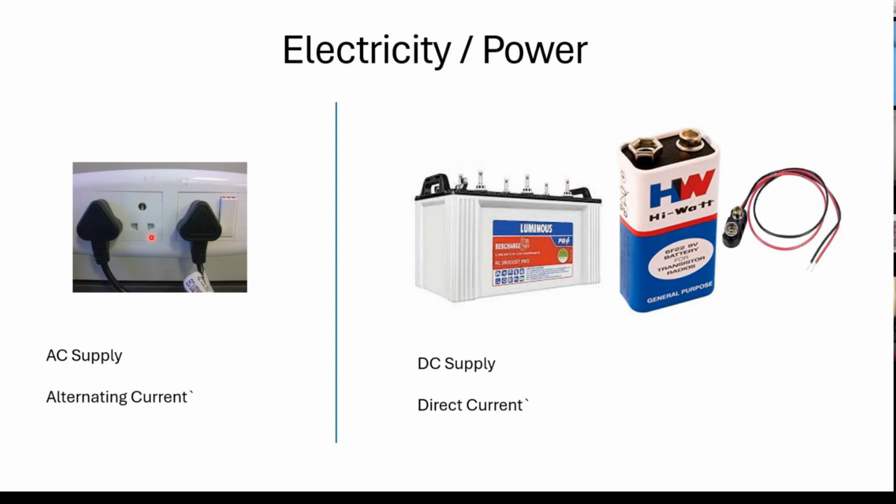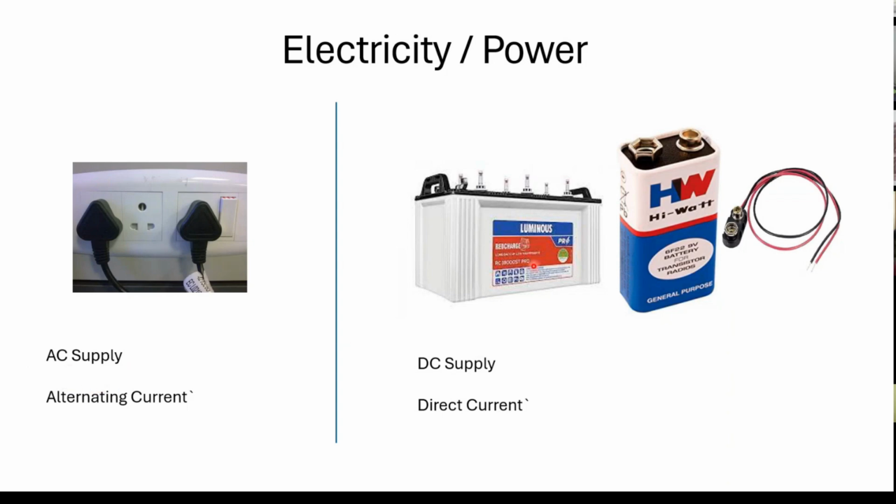What comes out of this is called the AC supply. AC stands for alternating current, and this is around 220 volts. This is what our households use for tube lights, fans, TVs and all. We use AC current, or AC supply in short.